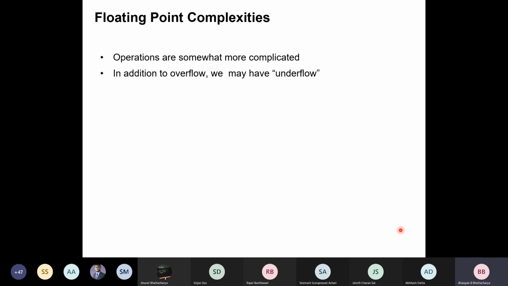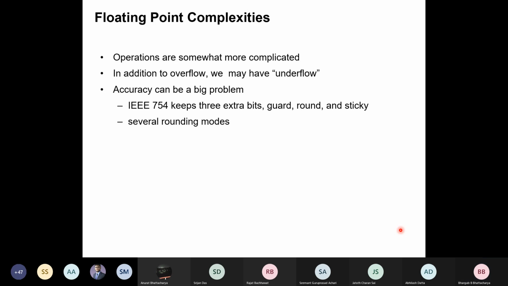And also, in addition to overflow, you have to handle the business of underflow and so on. Accuracy can be a big problem. We'll see why, because you need to shift this. We need to do many shifts during arithmetic operation, and in order to keep the computation more accurate, in IEEE 754 what they suggested is that, in addition to these 32 bits in single precision, you have 3 extra bits, but these bits are not visible to the programmer.